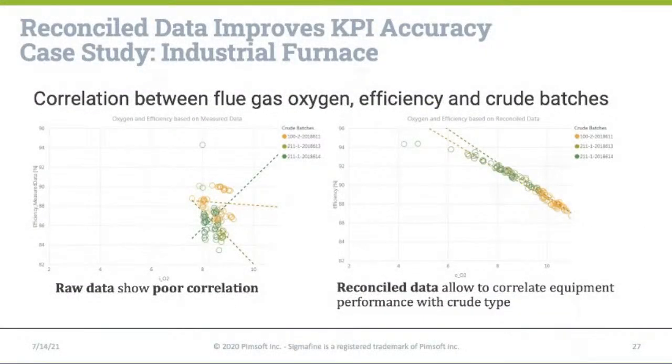Another example of how data reconciliation can improve the accuracy of KPIs. Here we have data for an industrial furnace. On the left, you see raw data that shows the poor correlation between the efficiency of the furnace and the oxygen content in the flue gas. And on the right, after the reconciliation is done, you can see a good correlation between the oxygen content in the flue gas and the efficiency. So from here, the engineer can better plan for the crude batches.